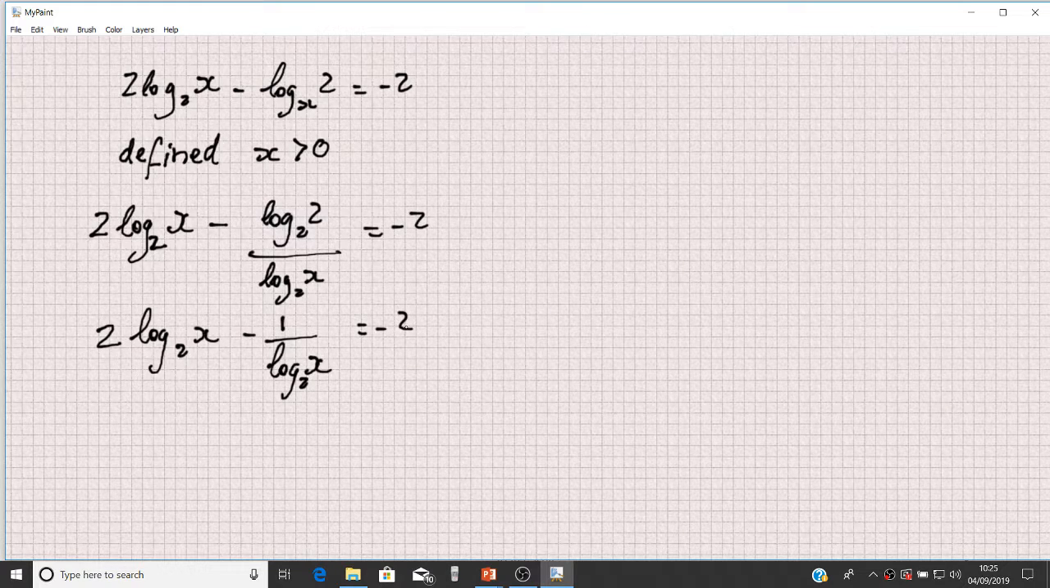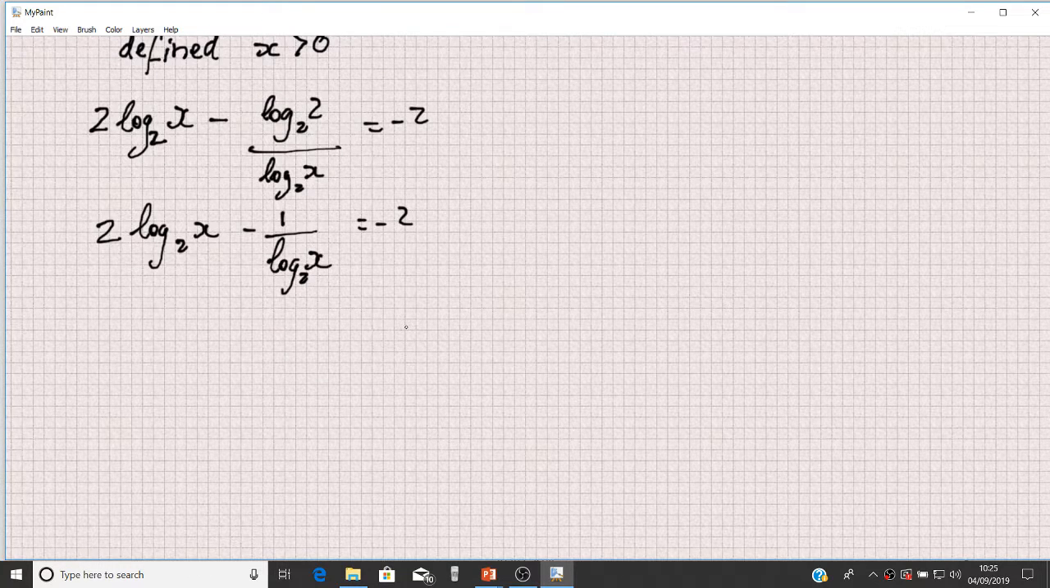Now at this point it might make it easier if we just call log base 2 of x maybe y. So let y equal log base 2 of x. And we're going to write the equation in terms of y. 2y minus 1 over y equals negative 2.